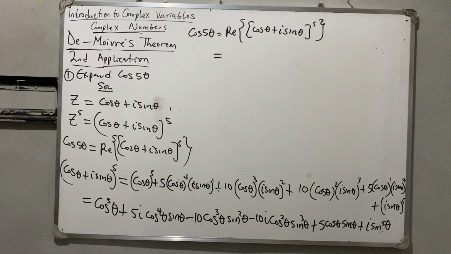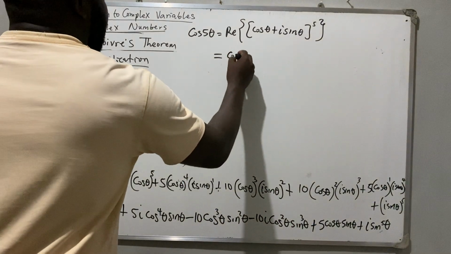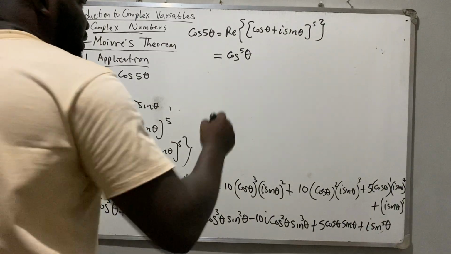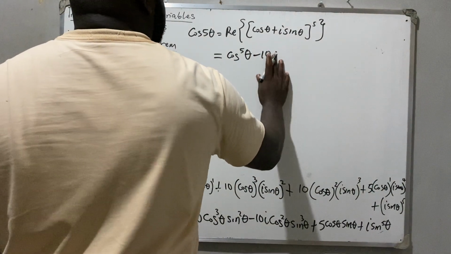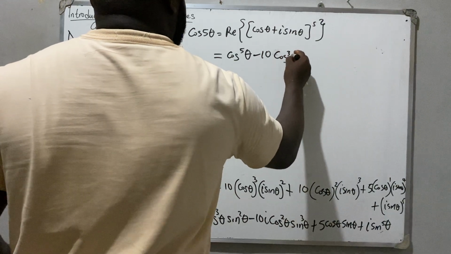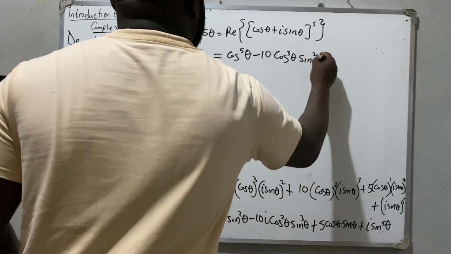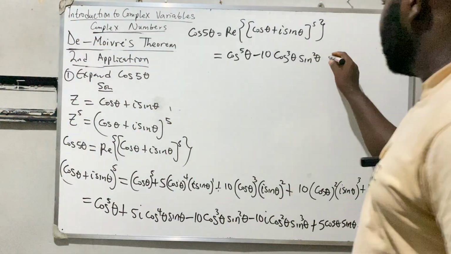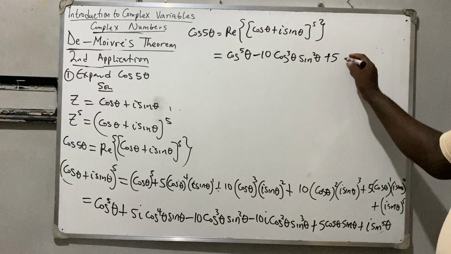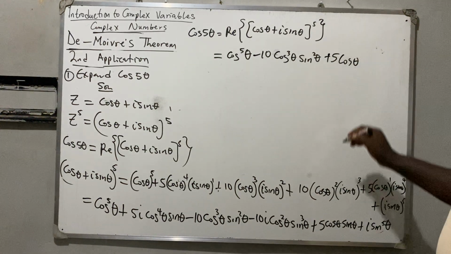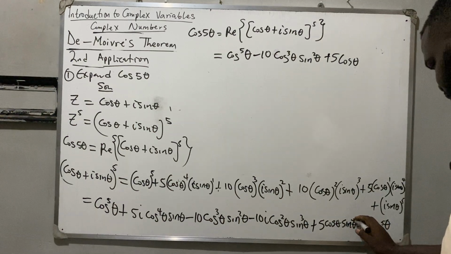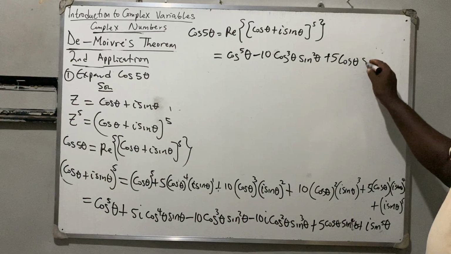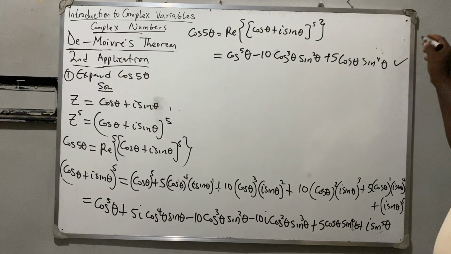The real part is the one that does not have I. So now, what? Cos 5 theta. This one has I, we don't need it. This one does not have I, so I have minus 10 cos 3 theta sine square theta. This one has I, we don't need it. So this is the last one we need: plus 5 cos theta sine 4. Sorry, there is 4 here. Sine 4 theta. So that is the answer.